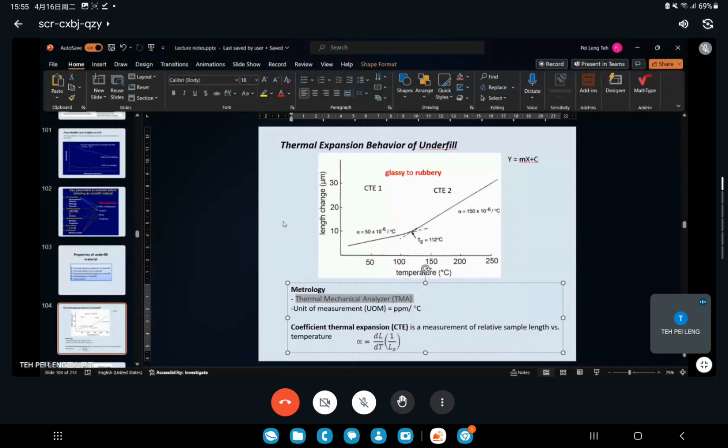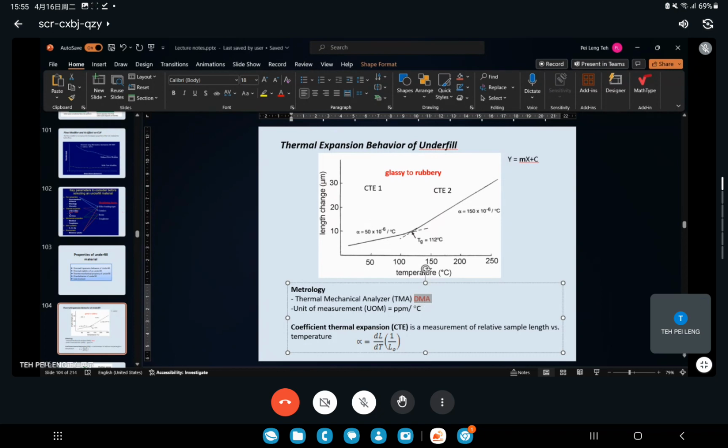What's the machine to run this? Thermal Mechanical Analyzer, TMA. If you give me this one, do you think it's correct or not? Do you think it's correct? No. Yes. Chinese say no. Yes. No. DMA will not help you to measure the thermal expansion.